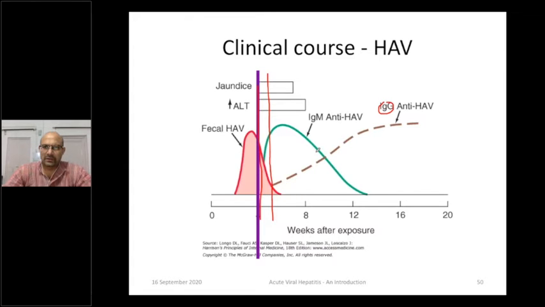Hepatitis A virus serology is simple, there is nothing to bother about much in that. And probably nobody will ask you about the hepatitis A virus serology also.